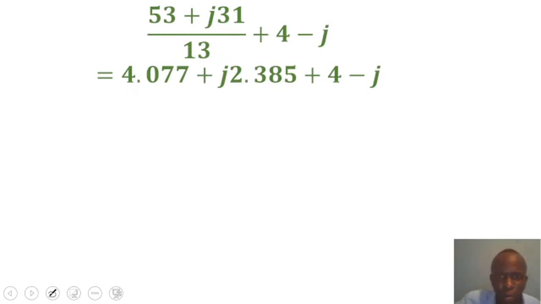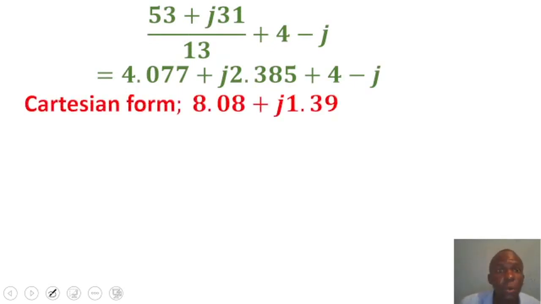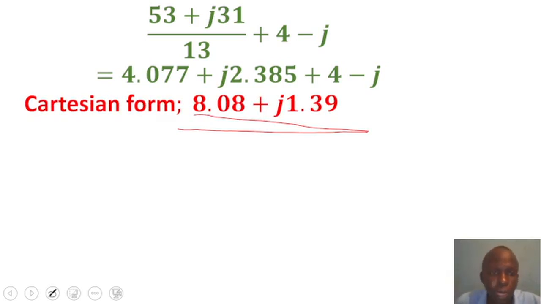Remember, we have to combine that with the 4 minus j. After combining that, we arrive at this. So that is the Cartesian form of the complex number. But we have to convert it into polar form, because that is the requirement of the question.